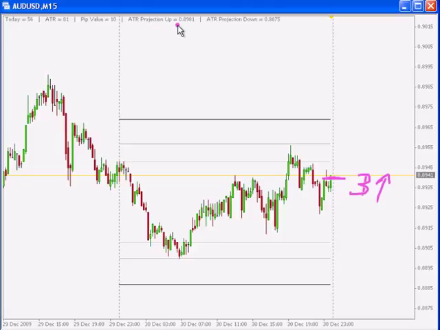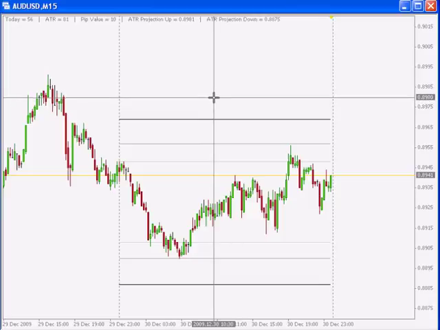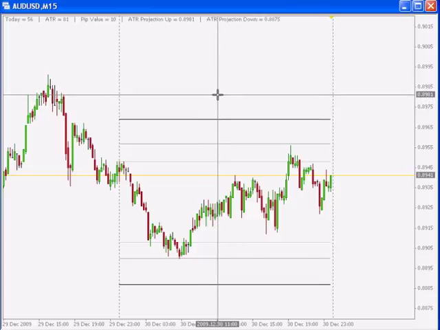The indicator is already pinpointing the projection to the upside, the average true range projection to the upside, which in this case is 0.8981. Basically, what the indicator has done is simply pick the low for the day and add 81 pips to the upside, and that takes us all the way to 0.8981 right there. Let me actually mark that.